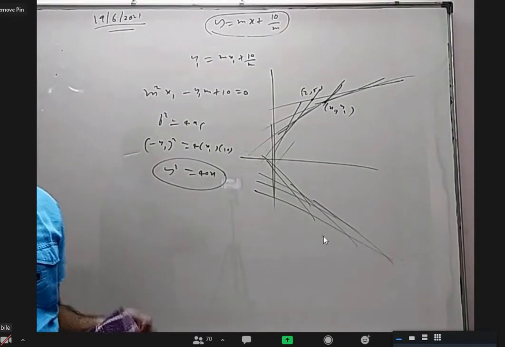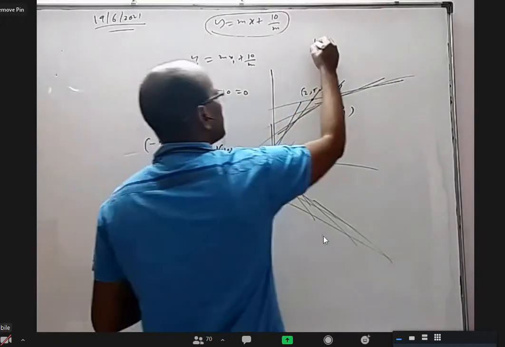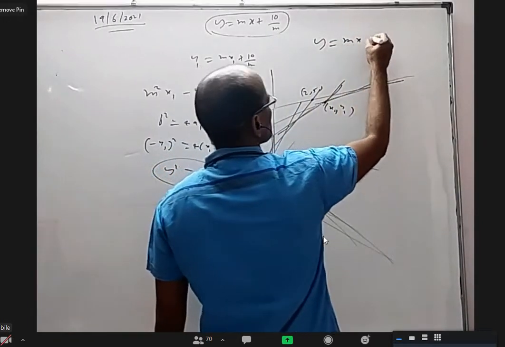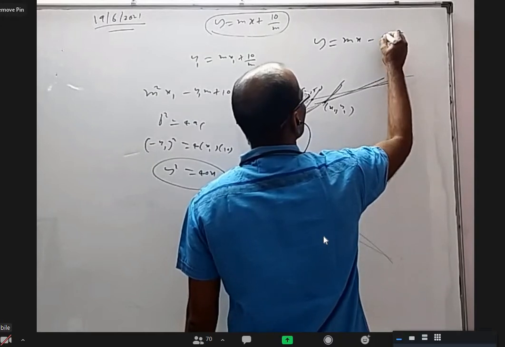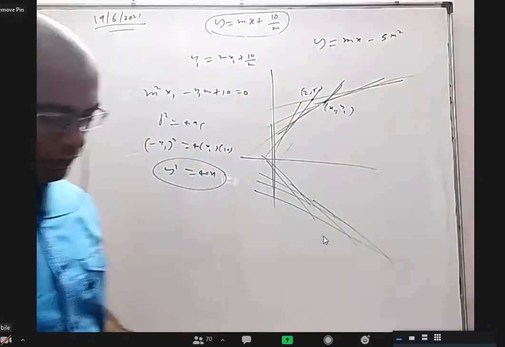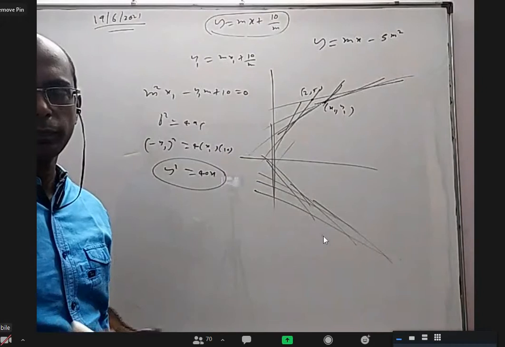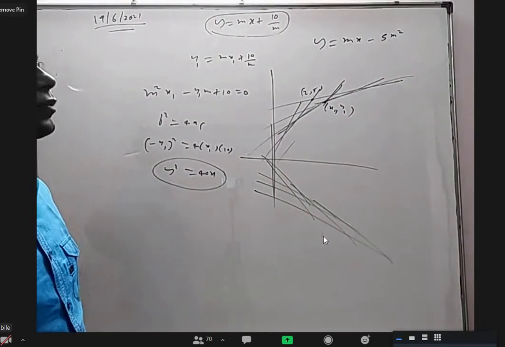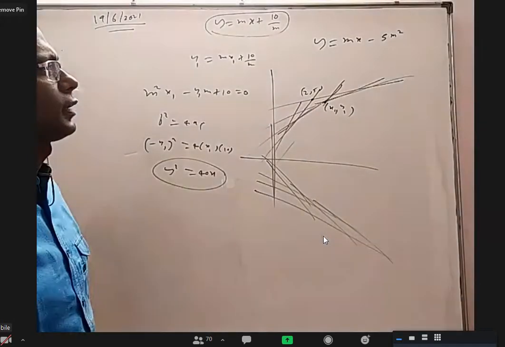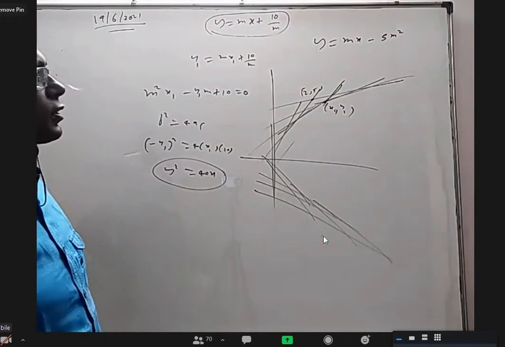Yes, sir. Based on your parabola knowledge, y equal to mx minus 5m square, this is always tangent to which curve? Whatever m you take. x square equal to 20y. Yeah, y equal to mx minus am square, so x square is equal to 4ay, so x square equal to 20y.